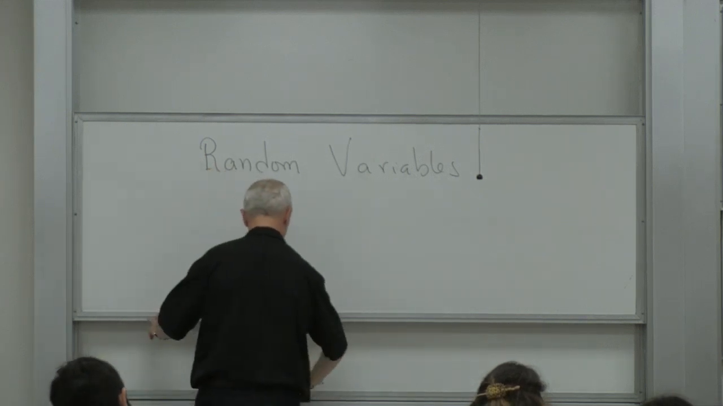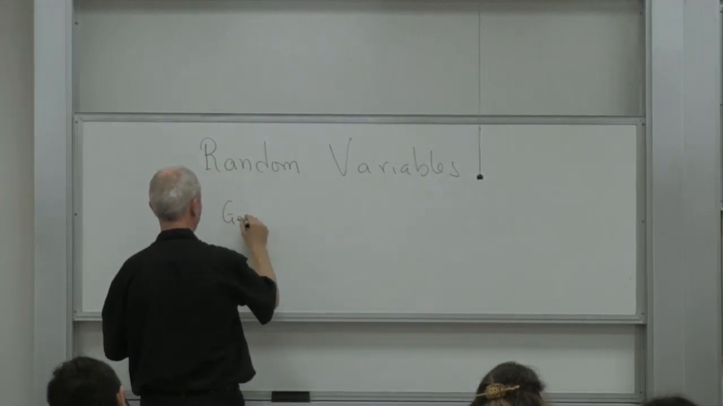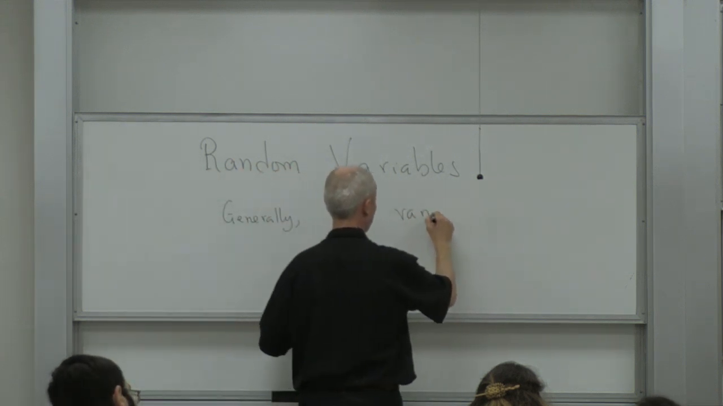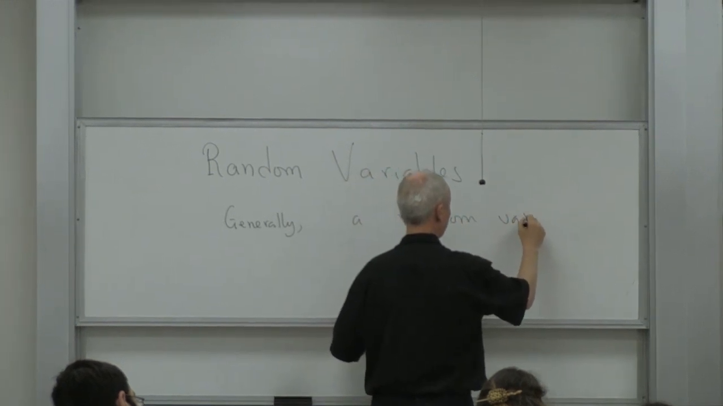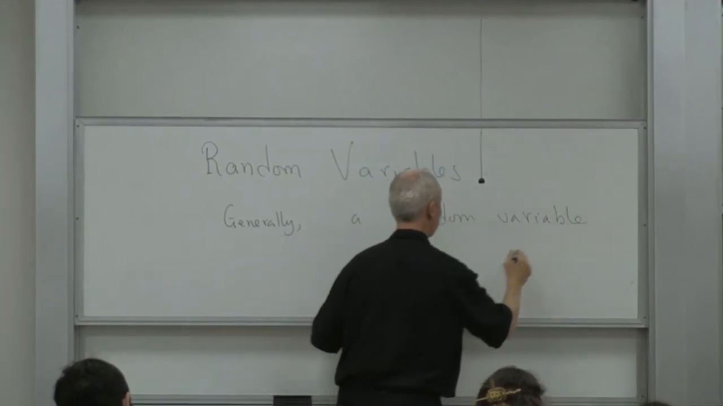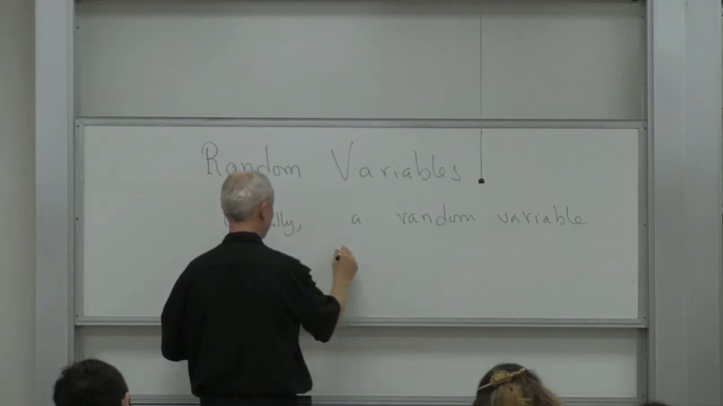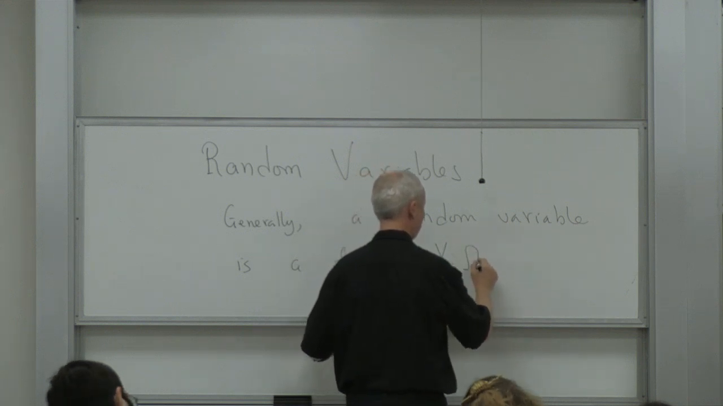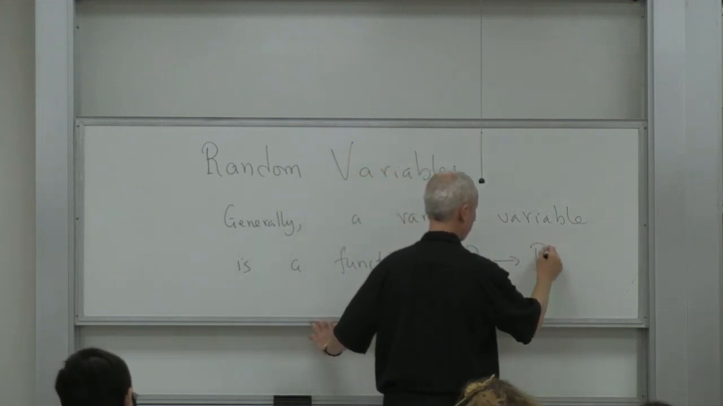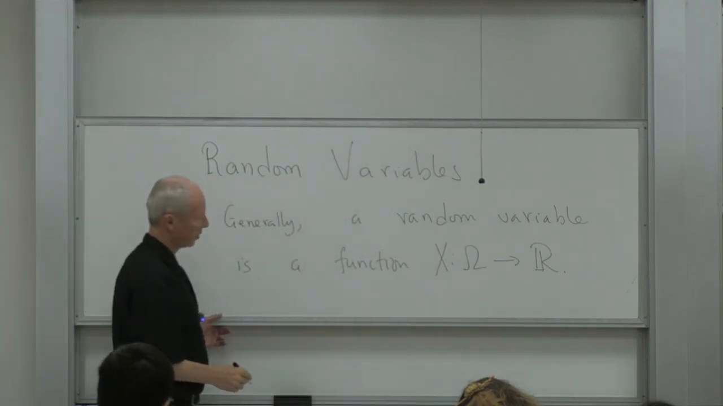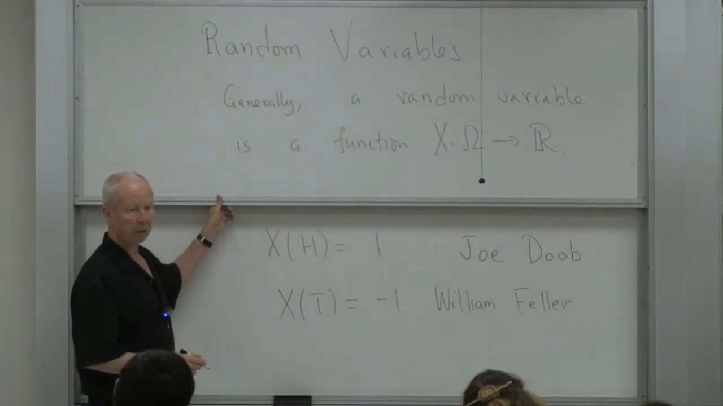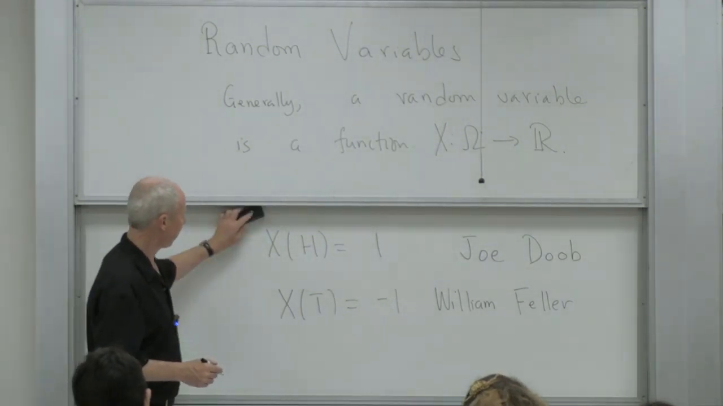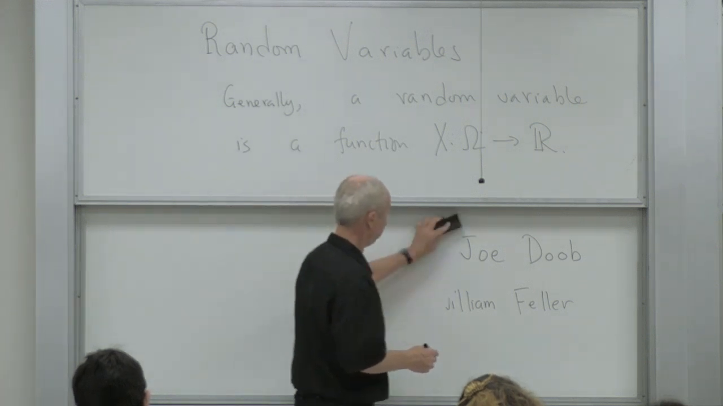Okay, so generally, a random variable is a function on a sample space with real values. Very simple. A random variable is a function on a sample space with real values.